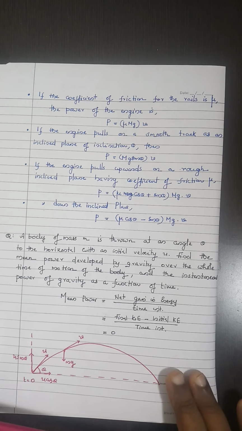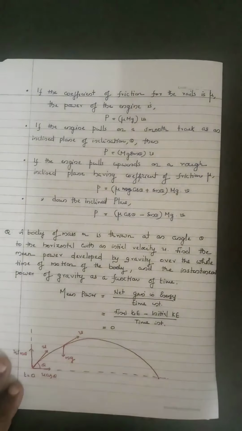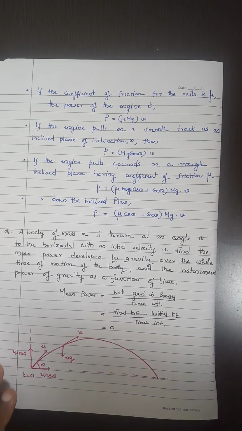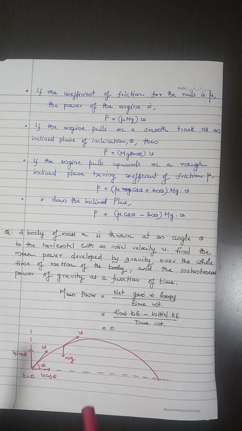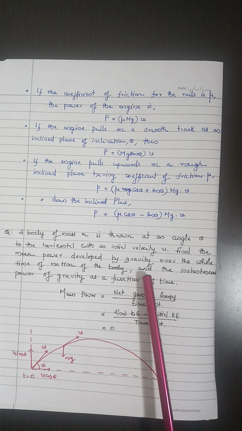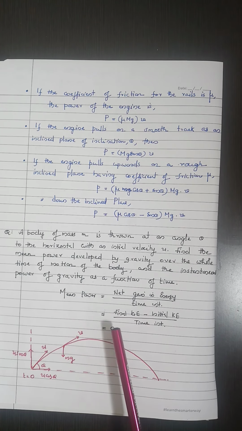We are waiting with a very good question. A body of mass m is thrown at an angle theta to the horizontal with an initial velocity u. Find the mean power developed by gravity over the whole time of motion of the body and the instantaneous power of gravity as a function of time.